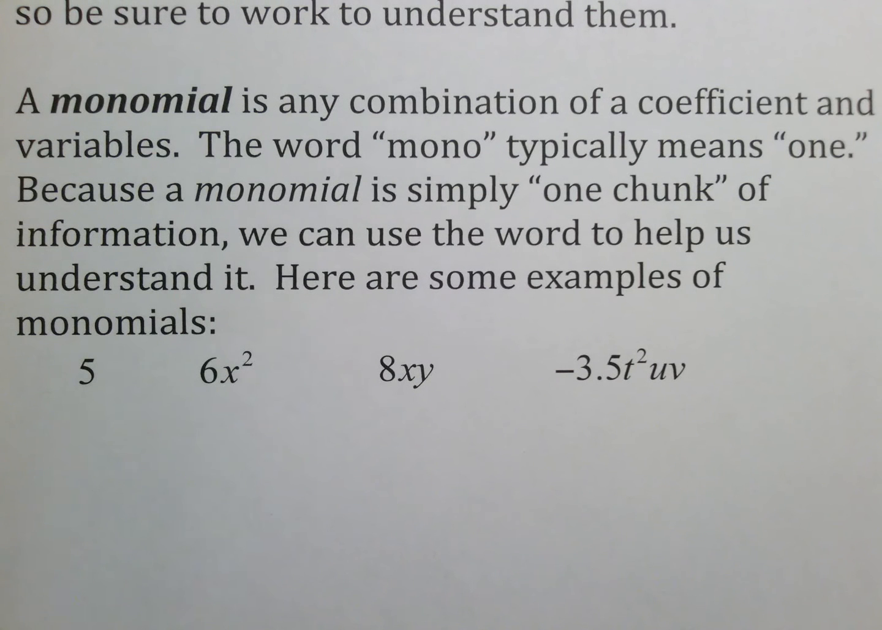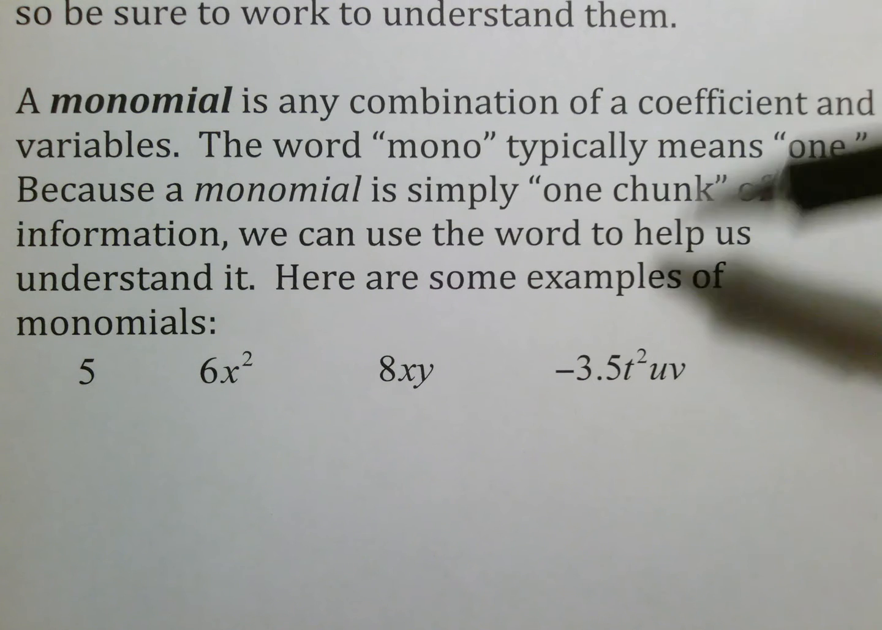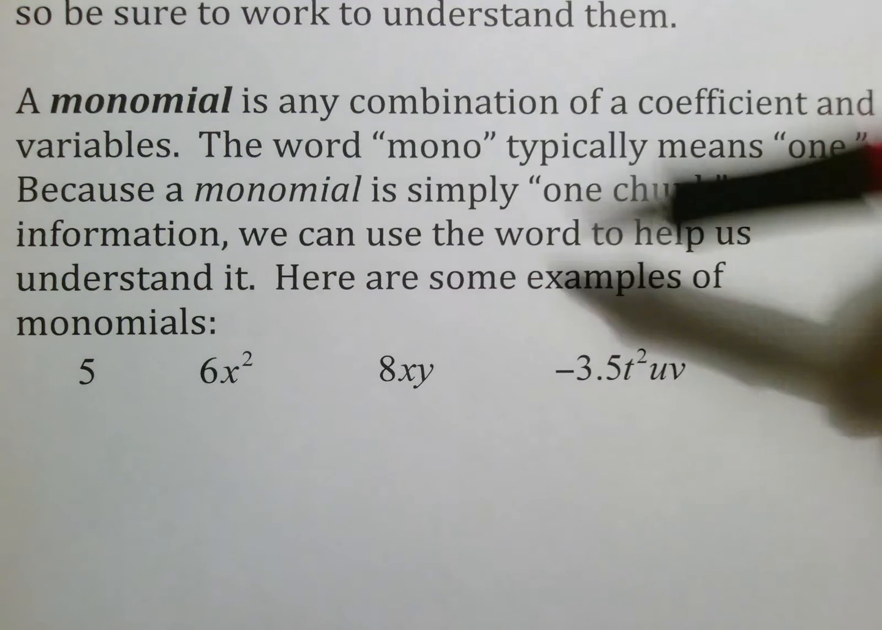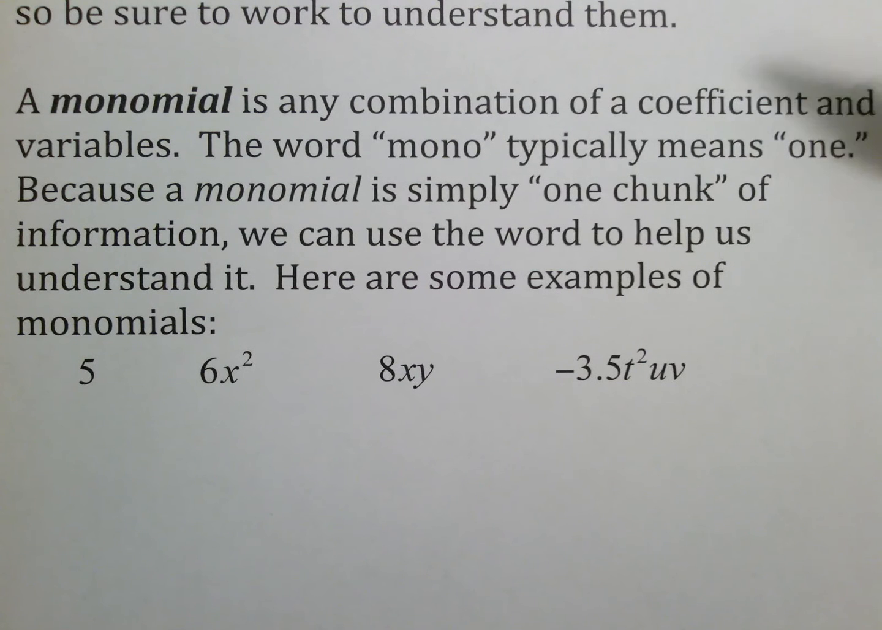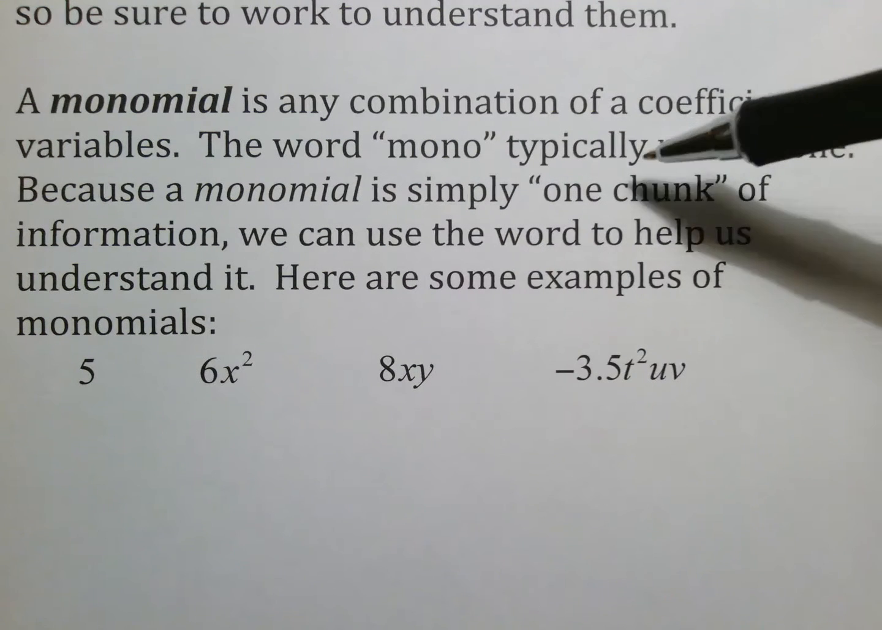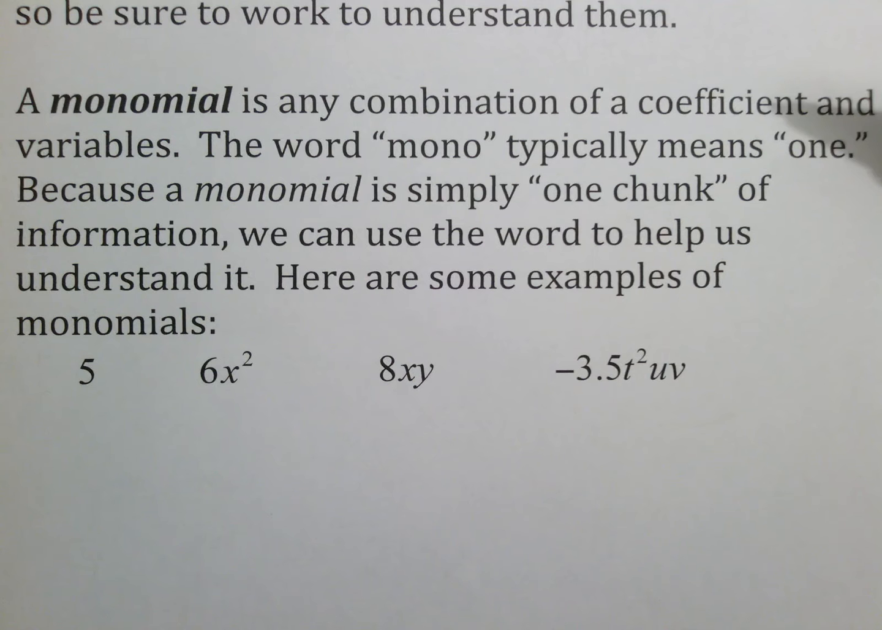A monomial is any combination of a coefficient and variables. The word mono typically means one. If you think about headphones, mono headphones versus stereo headphones, stereo have a left and right signal, whereas mono headphones only have one signal sent to both ears. But again, monomial is simply one chunk of information.